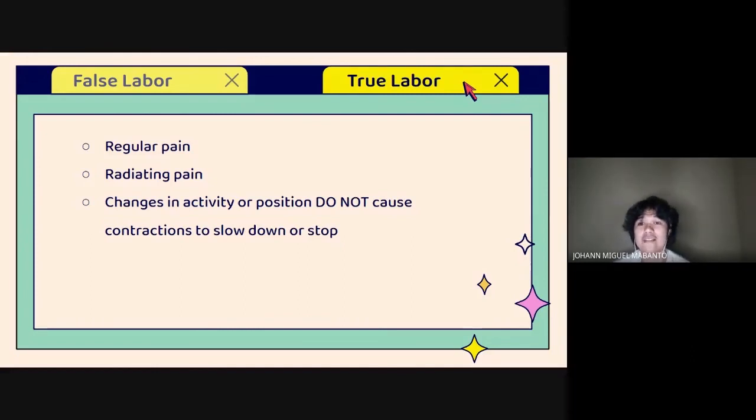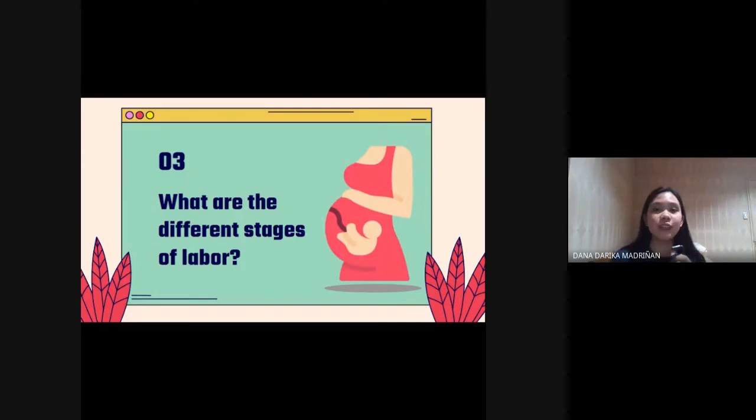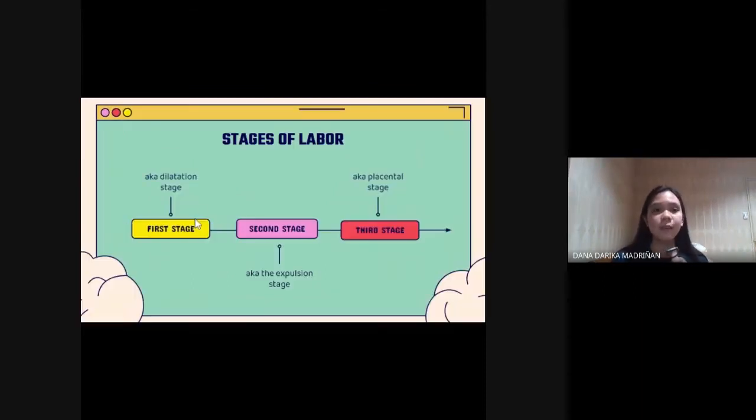And for the next topic, I would like to set the stage for student nurse Dana. So now that we know the difference of true labor from false labor, let's now discuss about the different stages of labor o ang mga maaring maranasan ng mga nanay sa oras ng panganganak. So ito po ay nahahati sa tatlong parte. The first stage or the dilatation stage, the second stage or the expulsion stage, and the third stage or also called the placental stage. So isa-isahin po natin sila.